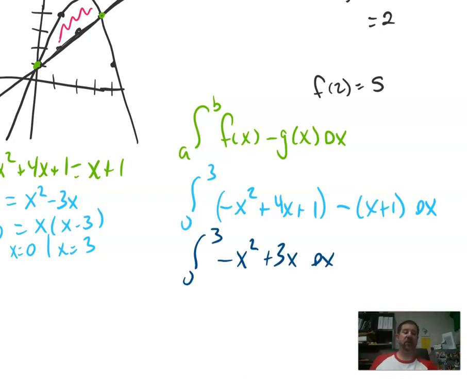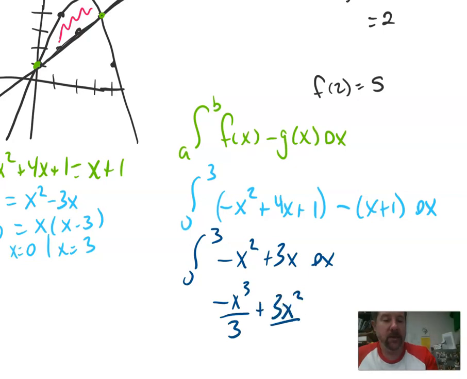All right, the next thing I would do is I would go ahead and simplify that expression and get the integral from 0 to 3 of negative x squared plus 3x. And now I'm ready to go ahead and integrate that. So add 1 to the exponent, divide by my new exponent, add 1 to the exponent, divide by the new exponent, evaluate from 0 to 3. And now I can go ahead and use the fundamental theorem of calculus.